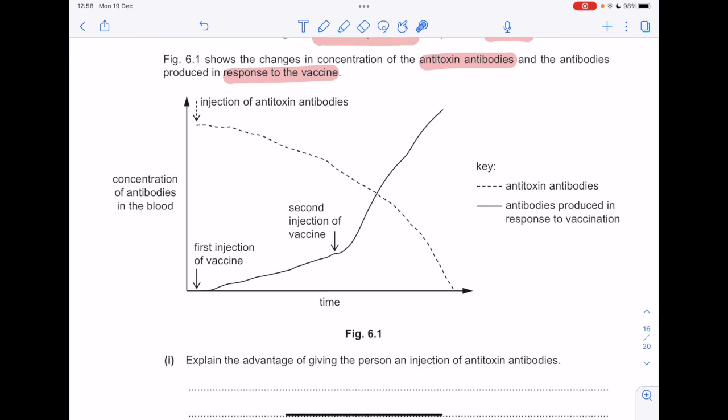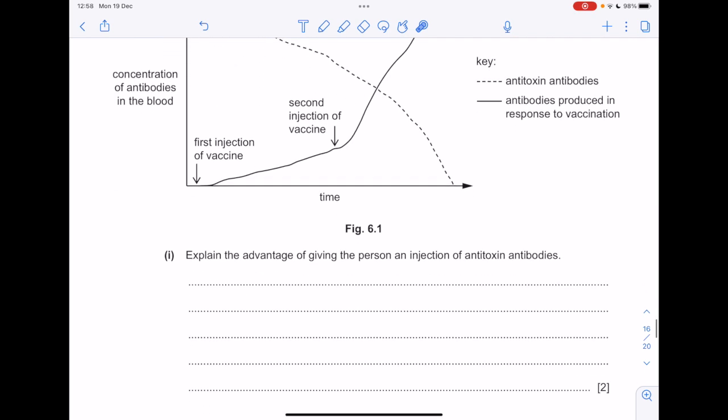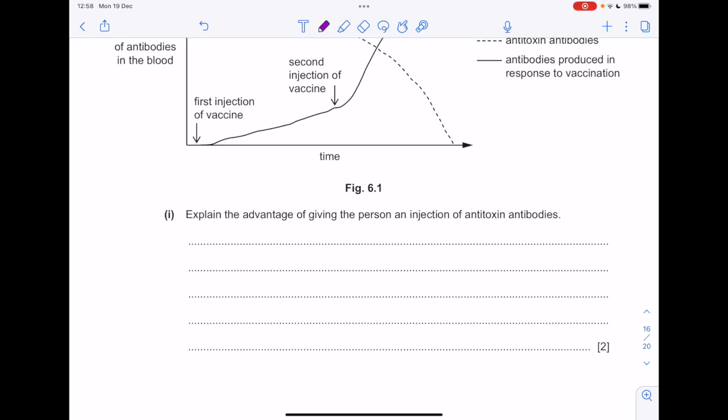Explain the advantage of giving the person an injection of antitoxin antibodies. This will provide an immediate and fast protection against the diphtheria toxins, and also notice this is a type of passive immunity.